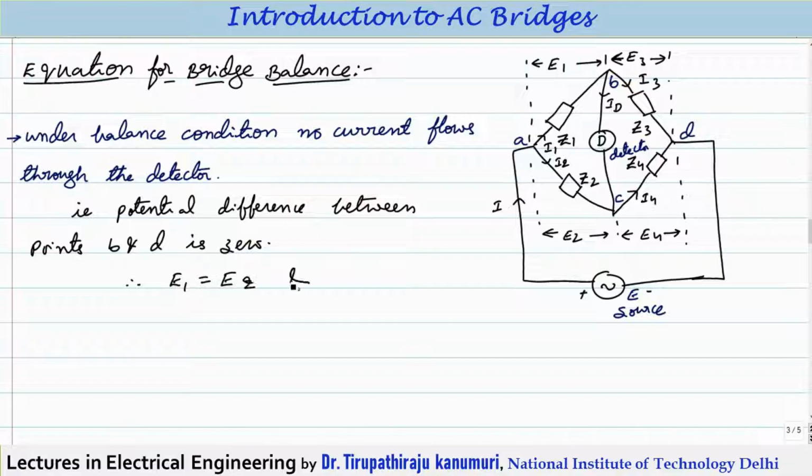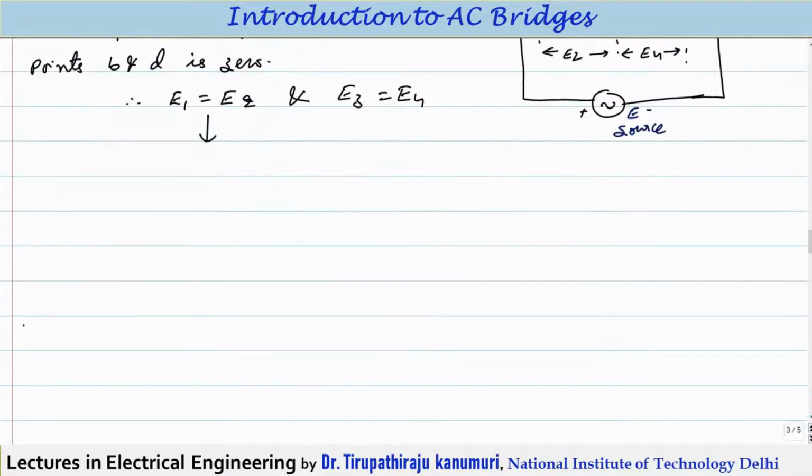This is the first condition, and obviously the value of E3 will be equal to E4, obviously because this value also will be same. So E3 will be equal to E4, or from this E1 is equal to E2. So from this I can write as I1 multiplied by Z1 will be equal to I2 multiplied by Z2. Let us take it as equation number 1.